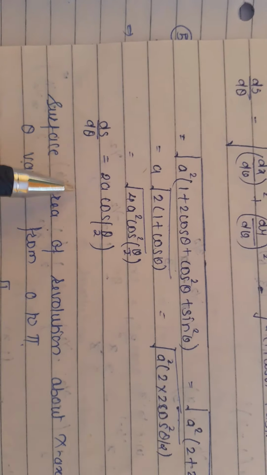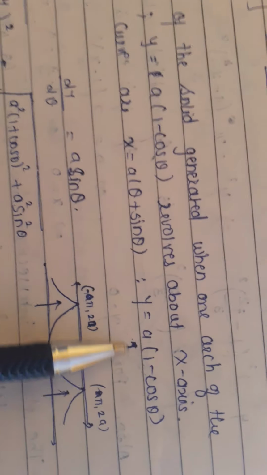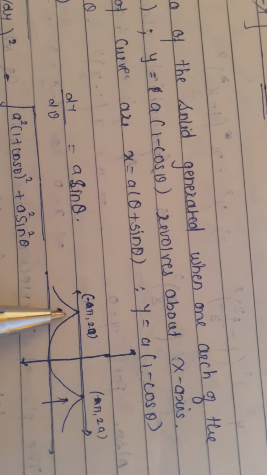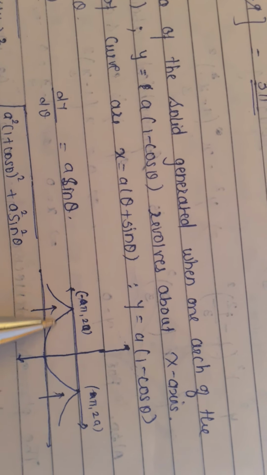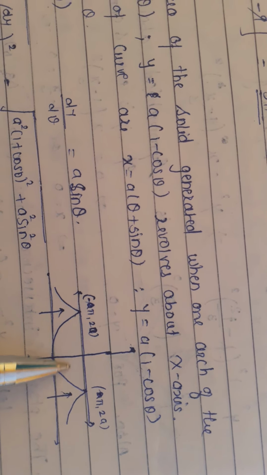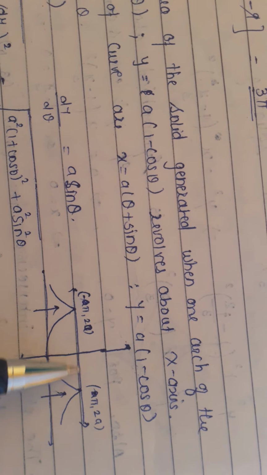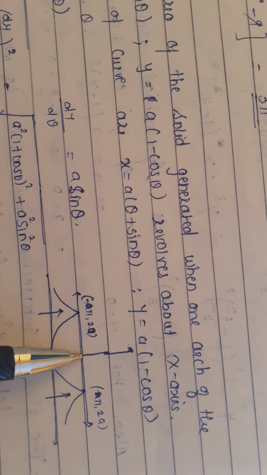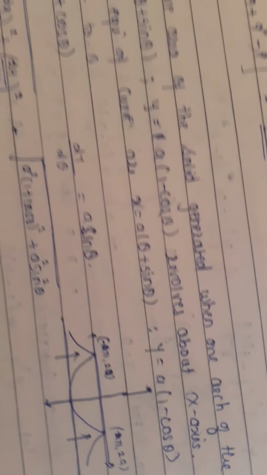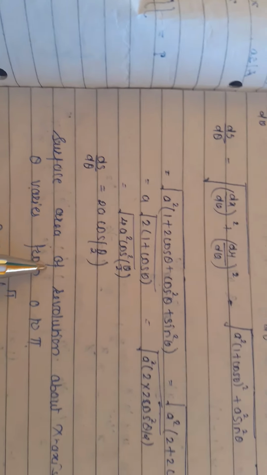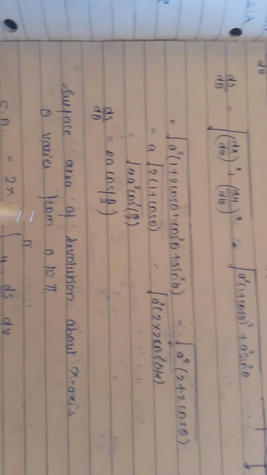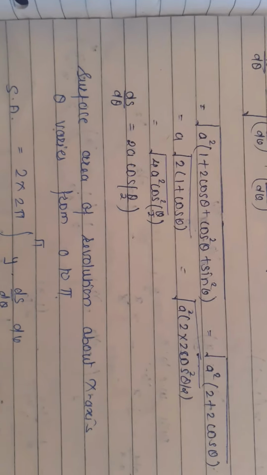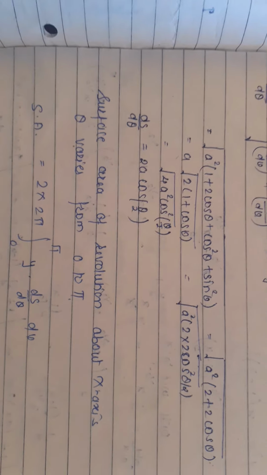Now we have to see the actual condition. If I see the figure here, this point is pi, here this is 0, and here it is pi. So the region is divided into two parts. If I consider the positive quadrant from 0 onwards, then the limit varies from 0 to pi. So for the surface area of revolution about the x-axis, theta varies from 0 to pi. The area is distributed into two parts.